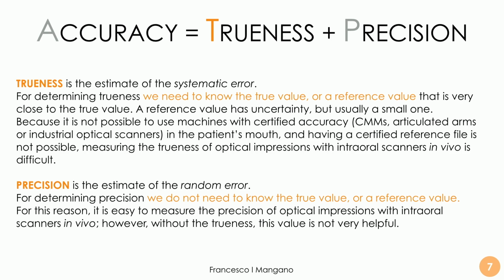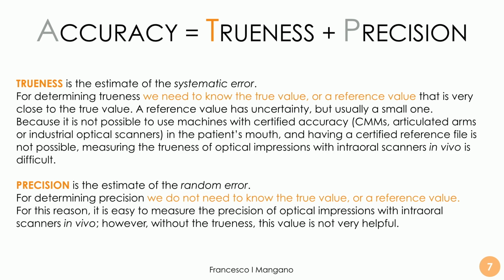So the trueness is the estimate of the systematic error, and of course we need a reference value or a true value if we want to evaluate trueness, and this reference must be very close to the true value, because otherwise it's not possible to determine the trueness of a model, for example, a dentate model. Obviously, a reference value has uncertainty, but usually a very small one, so it can be considered a reference for us.